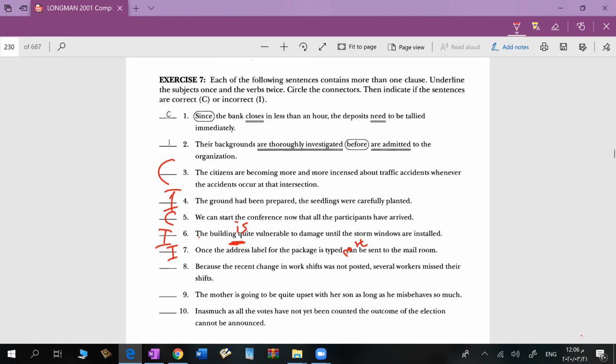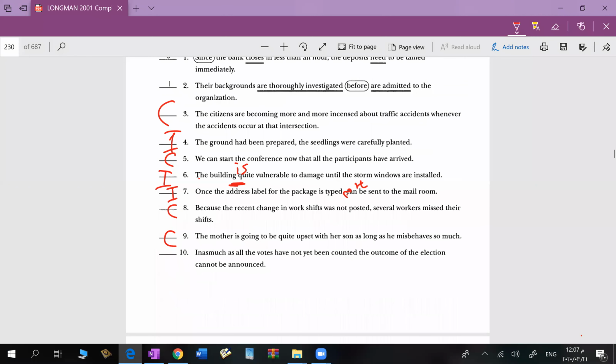Correct. The mother is going to be quite upset with her son as long as he misbehaves so much. Correct. Good. In as much as all the votes have not yet been counted, the outcome of the election cannot be announced. What do you think? It's incorrect because we don't have a comma before the outcome.